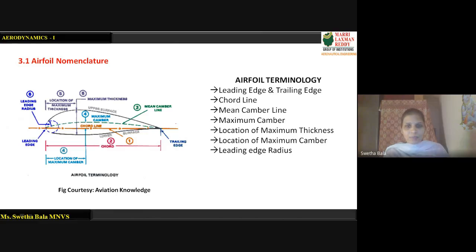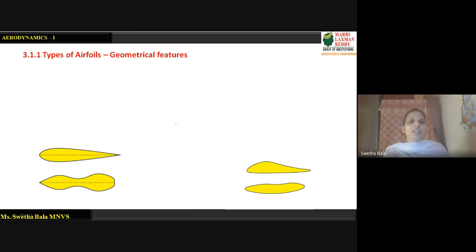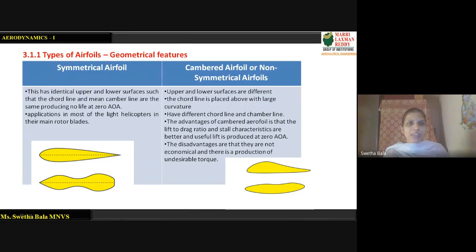this nomenclature. Now let us look at the types of airfoils with respect to the geometrical features. So with respect to the geometrical features, we have two types of airfoils which are called symmetrical airfoil and cambered or non-symmetrical airfoils. As you can see from the figures here, okay. So the symmetrical airfoil, you know what a symmetry is, right?